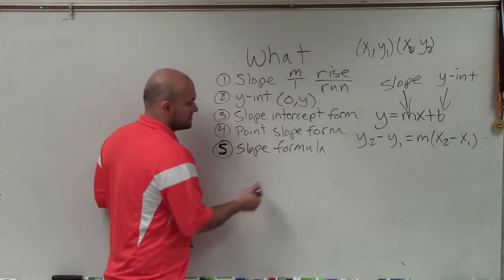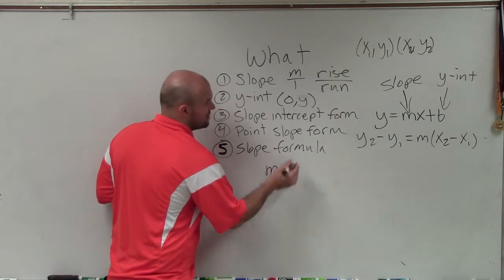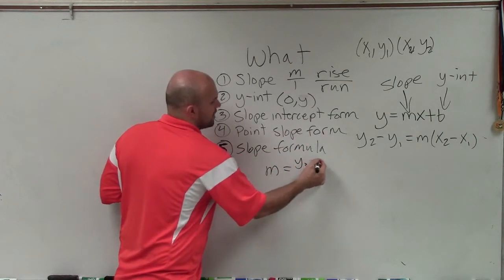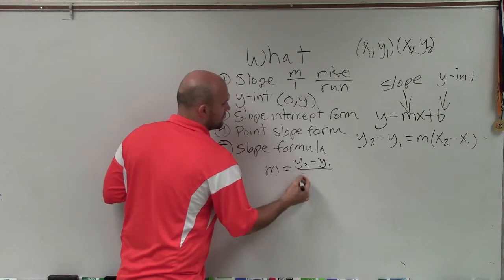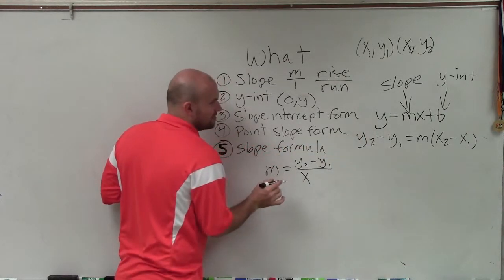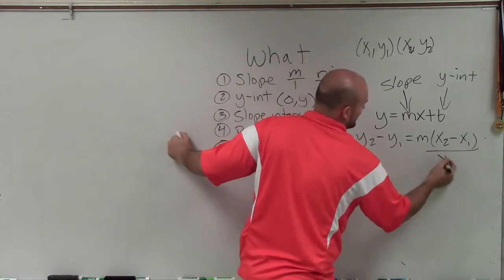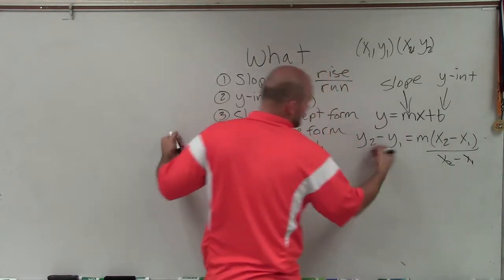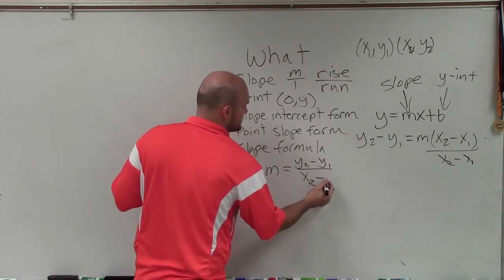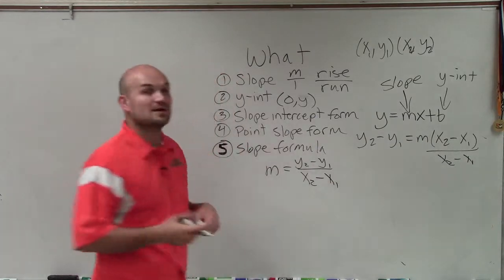And then lastly, ladies and gentlemen, is the slope formula. If you're given 2 points, rather than using point-slope form, you can also use the slope formula, which is derived from the point-slope form. Notice if I just divided by x2 minus x1 on both sides, I'd get the slope formula, which is y2 minus y1 over x2 minus x1.